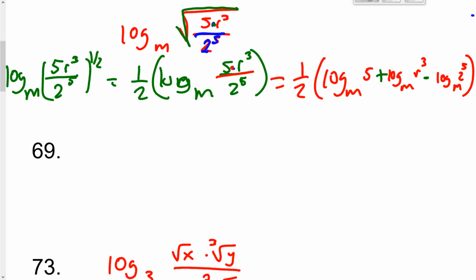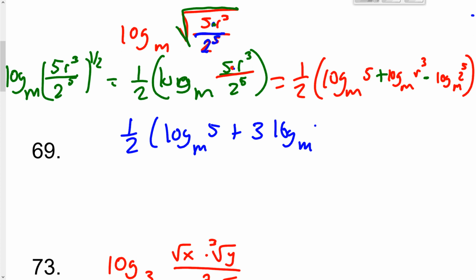And now we can go ahead and do our power properties, right? Because we have an exponent of 3 and an exponent of 5 on those 2 different logs. So we get 1/2 log base m of 5 plus 3 times log base m of r minus 5 times log base m of 2. Then you could distribute the 1/2 to all of those, or you can leave it out front.